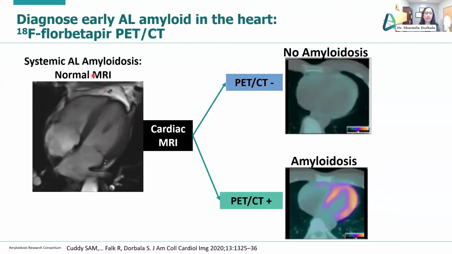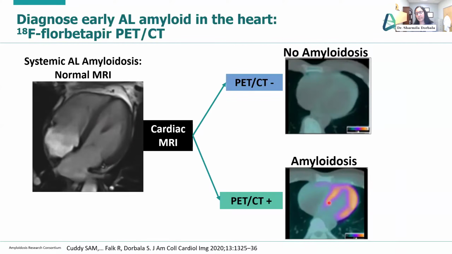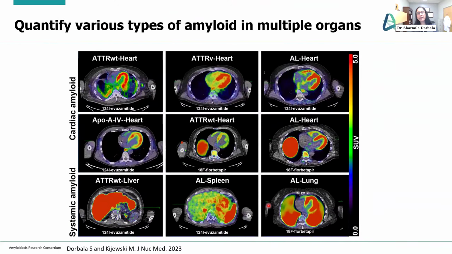Or it could be this, where the individual has systemic AL amyloid, but the heart is affected and not seen by MRI, but seen by molecular imaging techniques. This is hopefully the future. And the other future we hope for is to use amyloid-directed tracers to image different types of amyloid.